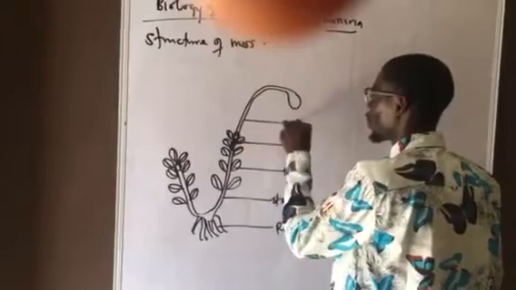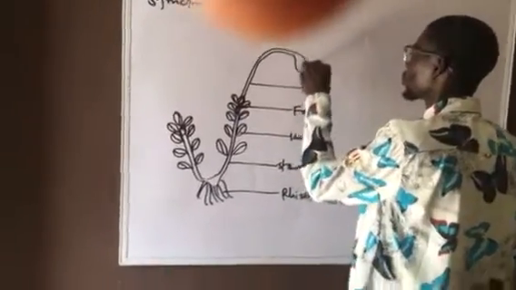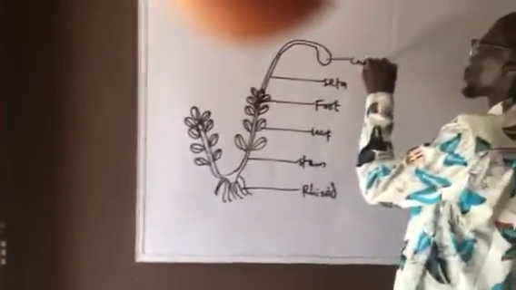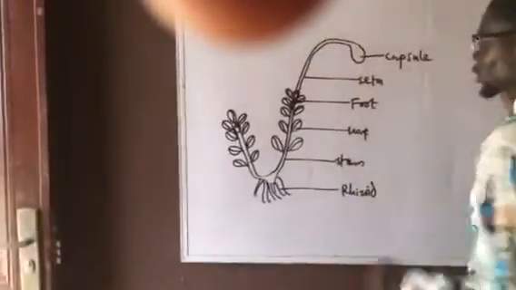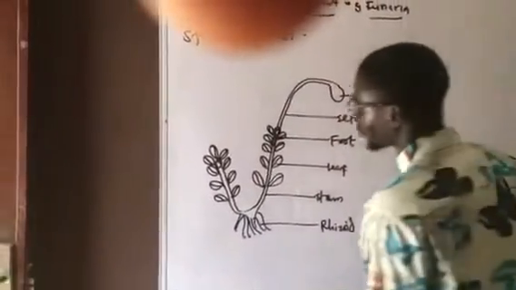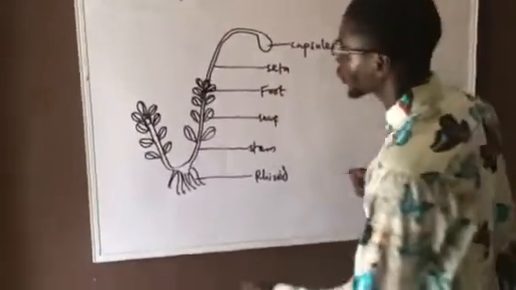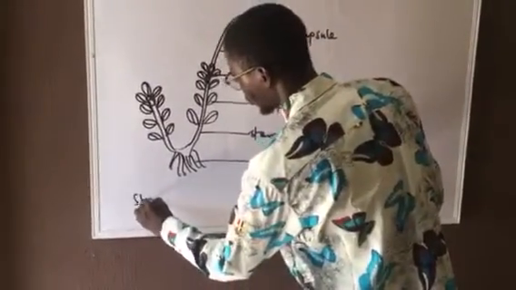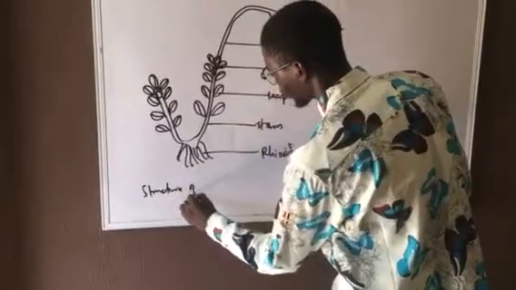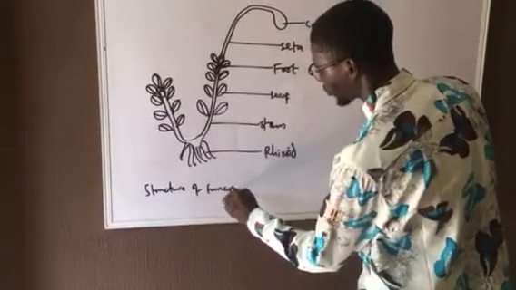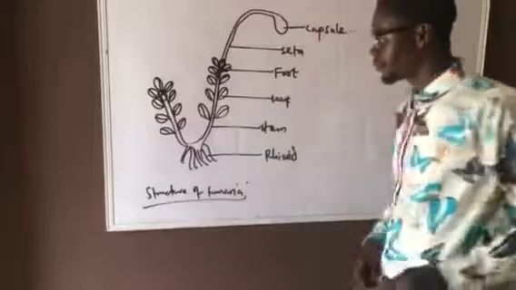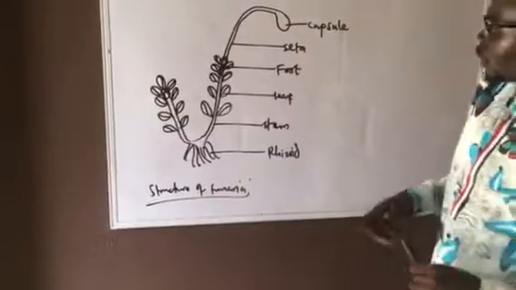We have the seta. We have the capsule. And inside the capsule we usually have spores. So this is the structure of moss. Funaria. So when you talk about Funaria, this is the structure.